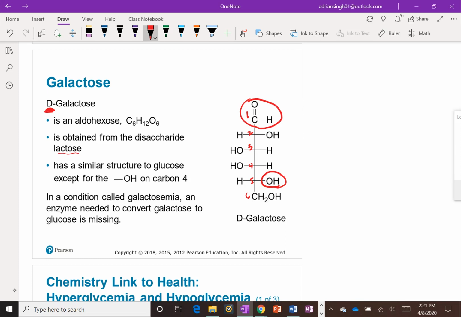It's very similar in structure to glucose, except, as I mentioned, in position 4, where the OH here is on the left, in glucose on position 4, the OH is on the right. Galactose is implicated in a condition called galactosemia, where there's a buildup of galactose because the body lacks the enzyme to convert galactose to glucose.